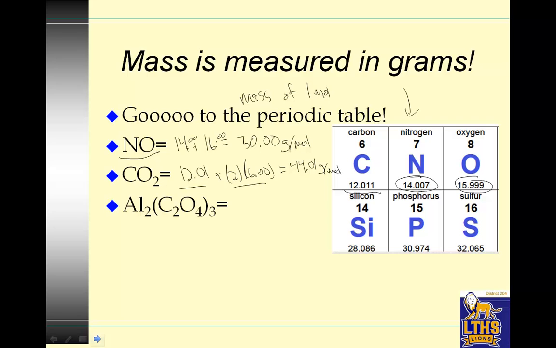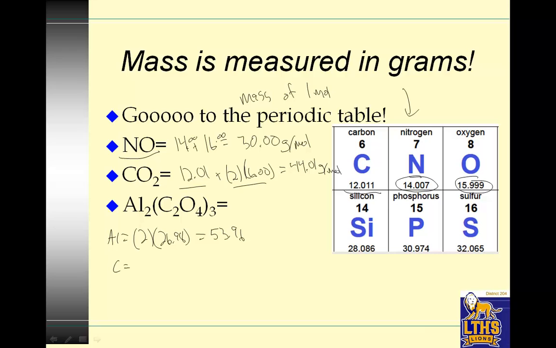Well, I did this one on purpose. So Al2 times, I need to look up aluminum. 26.98 is what my periodic table says. So 26.98 times 2 is 53.96.